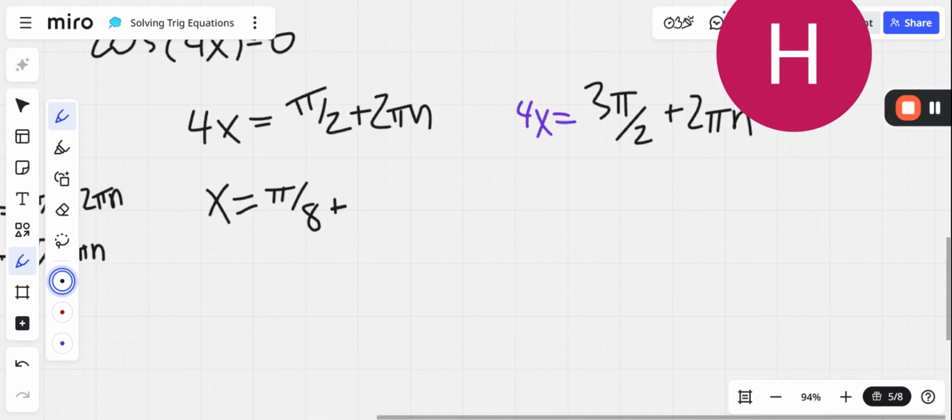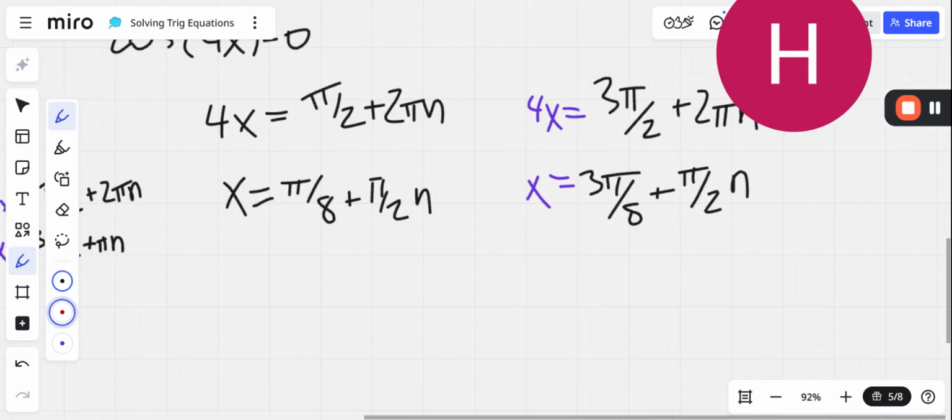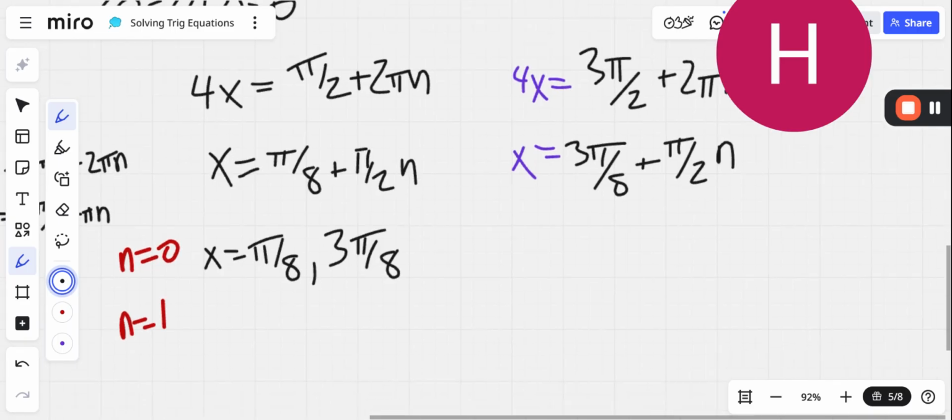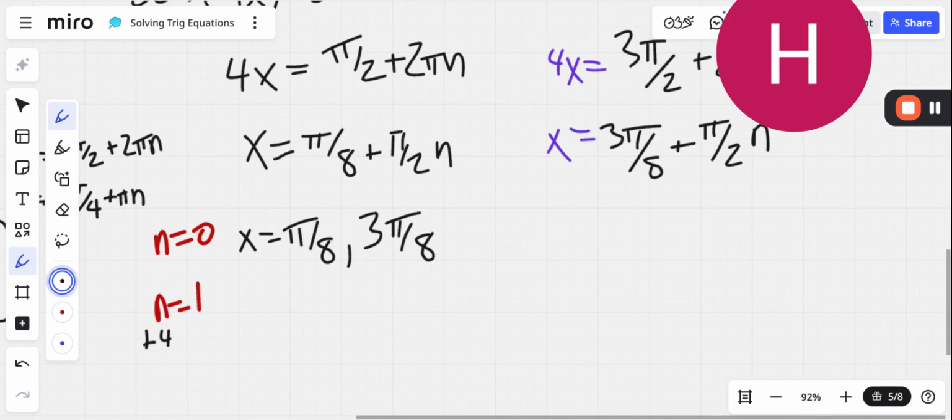So I think we're going to get a lot of solutions from these ones. And here we have x equals 3 pi over 8 plus pi over 2 n. All right, here we go. Let's pick up some solutions. If we have n equals 0, then we get pi over 8 and 3 pi over 8. You'll see a pattern. Then when n equals 1, what are we adding? We're adding pi over 2. But if we want to put that in terms of pi over 8, we're adding 4 pi over 8. That's basically what we're doing. So we end up with 5 pi over 8 and 7 pi over 8. See that?